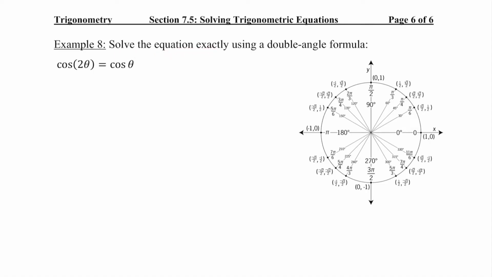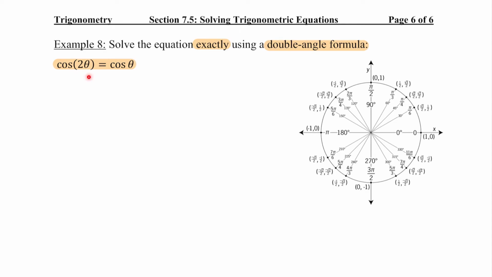Example 8. Solve the equation exactly using a double angle formula. Cosine of 2 theta equals cosine of theta. This is my equation. They want me to give an exact answer, and they gave me the hint of using the double angle formula. And here I have cosine of 2 theta. This is double theta. That means I am going to use the double angle formula for this part of the equation.